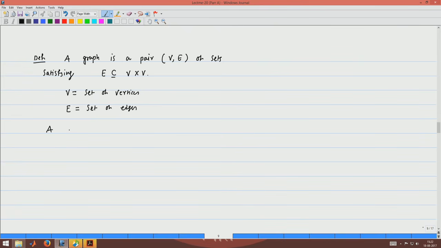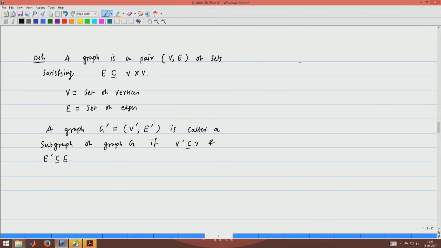And a graph G prime, which is having the vertex set V prime and E prime, is called a subgraph of graph G if V prime is a subset of V and E prime is a subset of E.